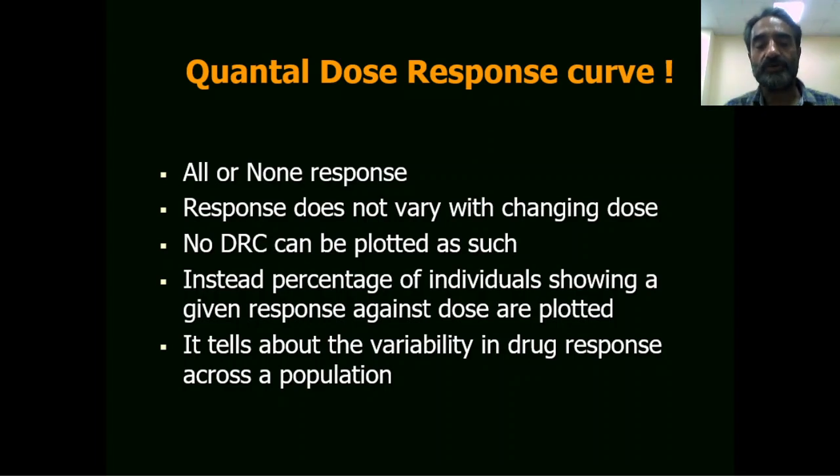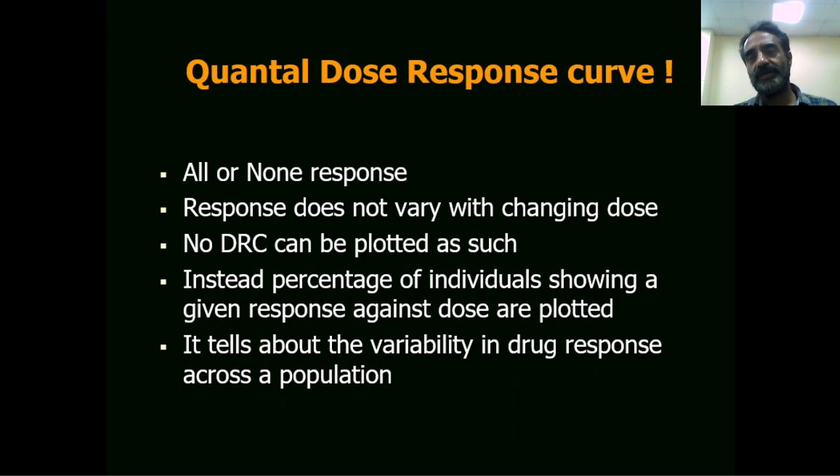Now we'll be talking about the Quantal dose response curve. This is an all or none response. The response does not vary with changing dose. So therefore, no traditional dose response curve can be plotted as such. So we can do it in a different way. The percentage of individuals showing a particular response against the dose can be plotted. So that is what we do over here. It tells about variability in the drug response across a population.